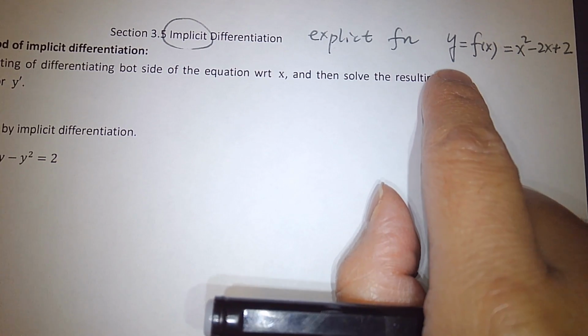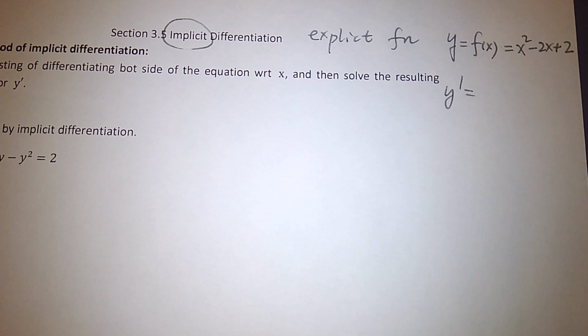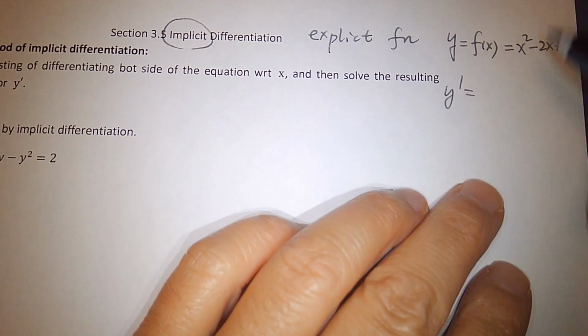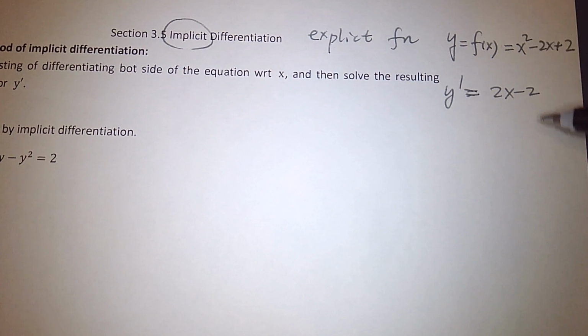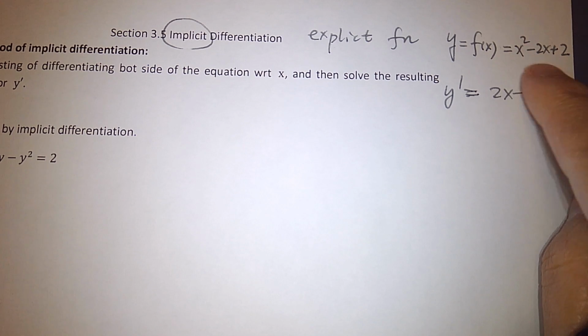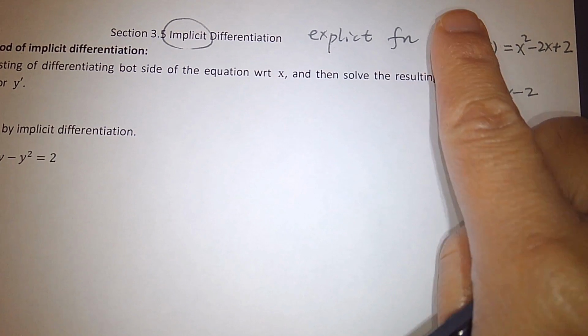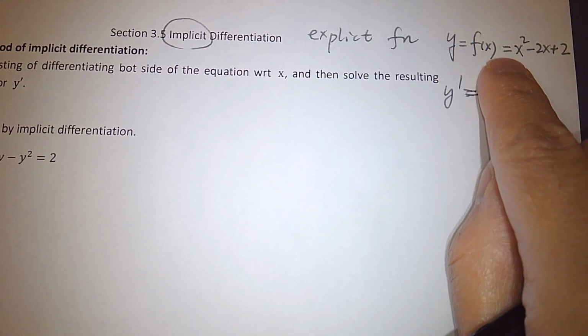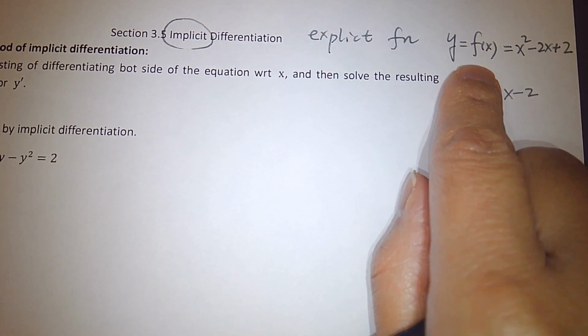To find the derivative of an explicit function, how? Remember we learned all of these rules, right? Power rules, product rules, quotient rules, chain rules, many rules. So what is the derivative for this function y equals x squared minus 2x plus 2? It's easy, right? The derivative should be 2x minus 2, done. Or if we have some other functions, say trig functions or exponential functions, if we could isolate y on one side and everything else in terms of x on the other side, we call this type of function an explicit function.